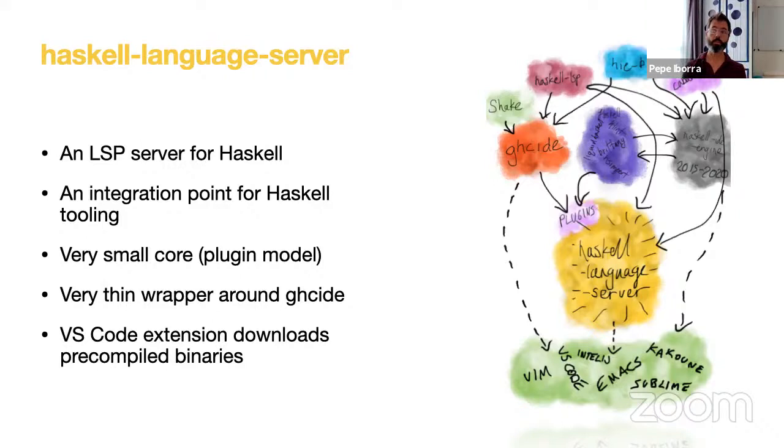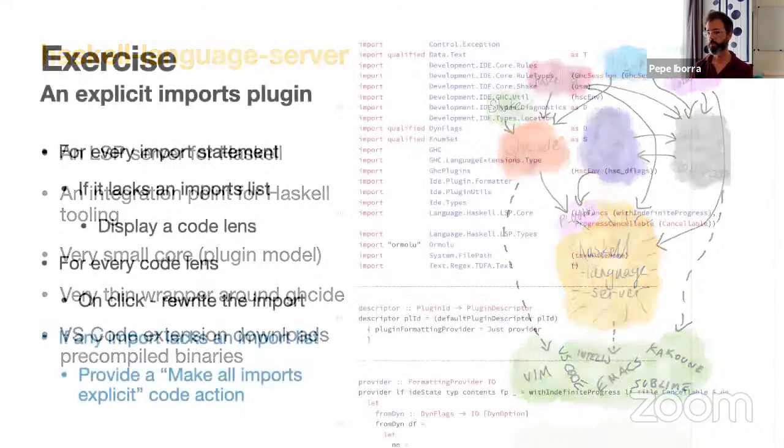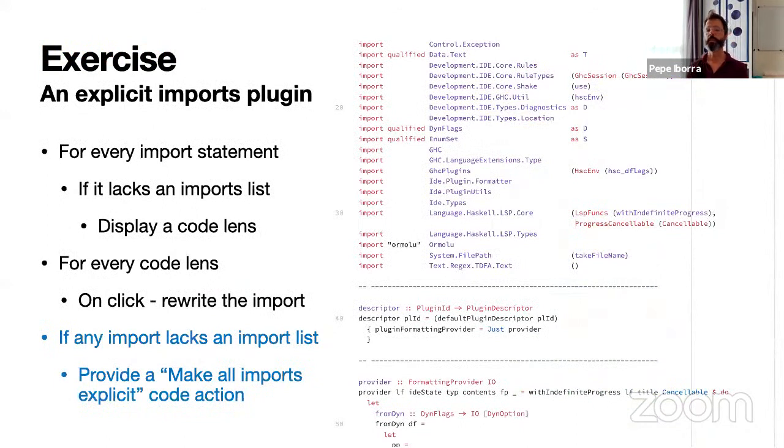And the other thing is that Haskell Language Server is a VSCode extension that can download precompiled binaries by automatically detecting your GHC version and downloading the binaries for it. So in that way, it solves the installation problem, at least for Visual Studio Code, which is a big deal. So let's move on now to the plan for this workshop.